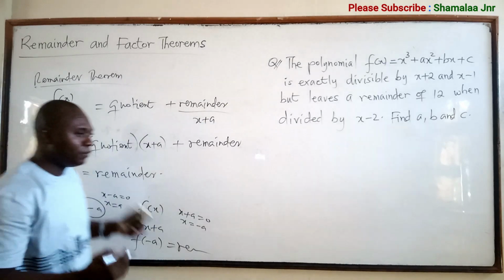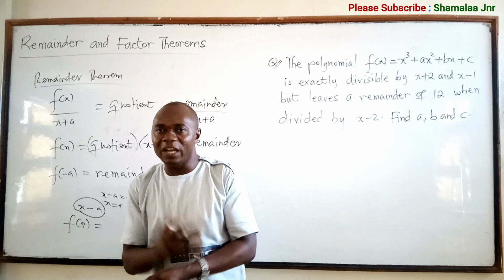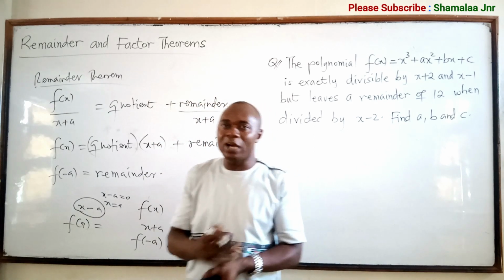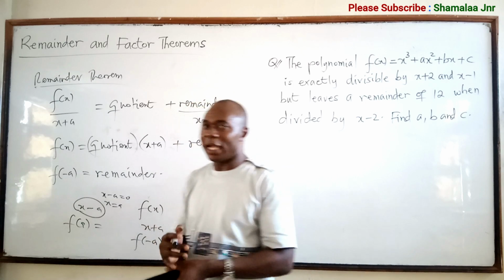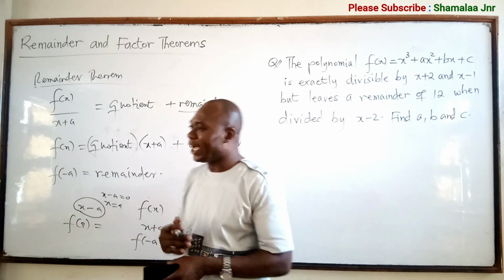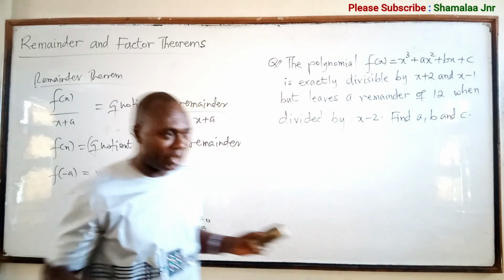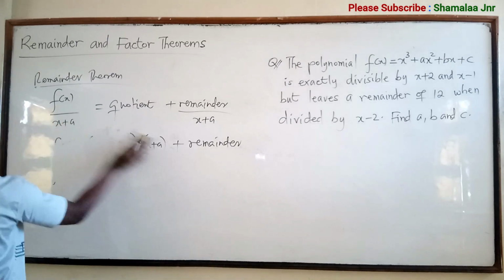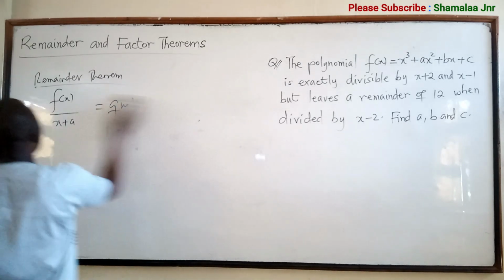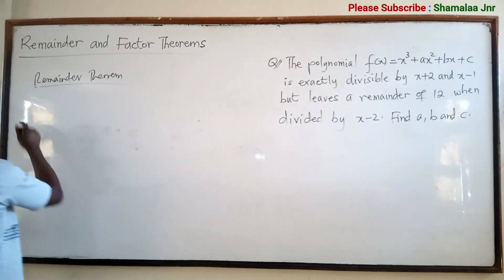So the remainder theorem states that if you have a polynomial f of x and it is divided by x minus a, the remainder will be f of a. On the other hand, if it is divided by x plus a, f of negative a will be the remainder. Okay, so let's look at examples. It's not difficult at all.